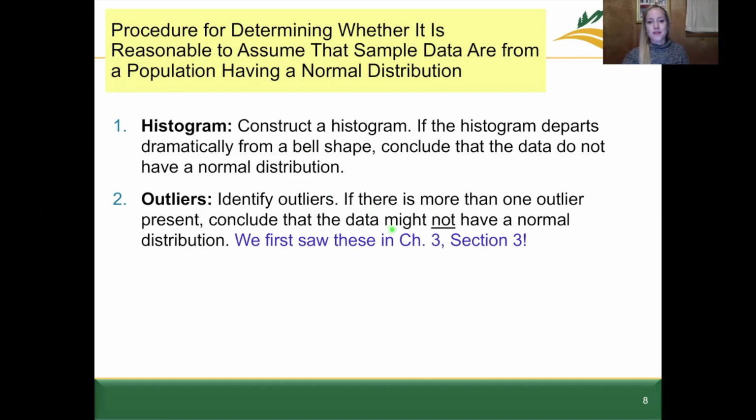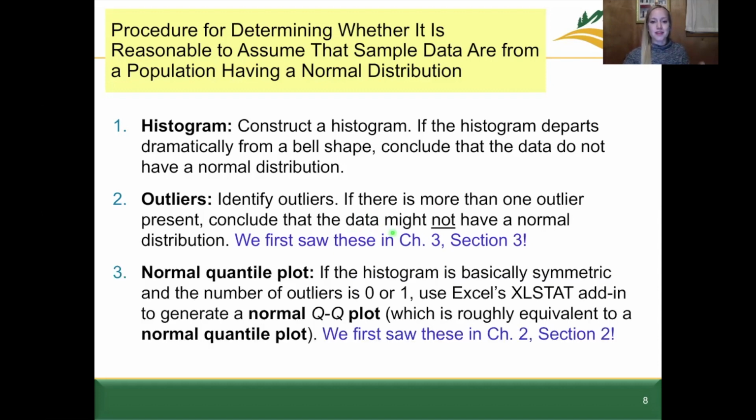If you'd like more of a refresher on outliers, we first saw these in Chapter 3, Section 3. We're not going to talk about outliers again in 6.5. Rather, we're going to talk more about these normal quantile plots. So sort of step number 3, if we've gone through these and we're still unsure, then we can use Excel and we can make a normal quantile plot.